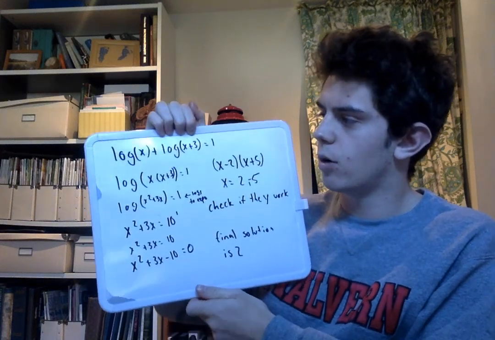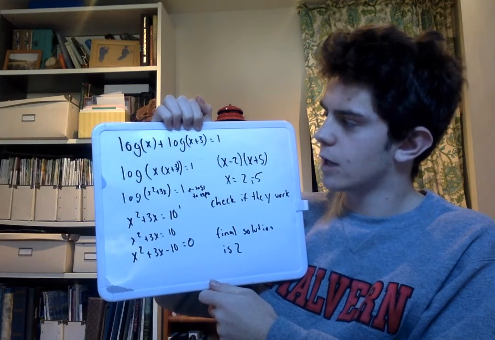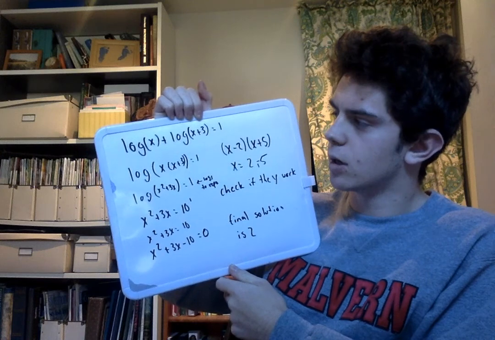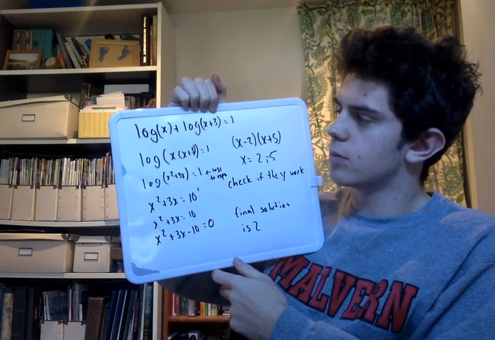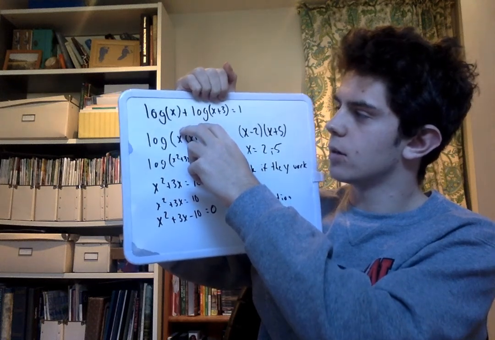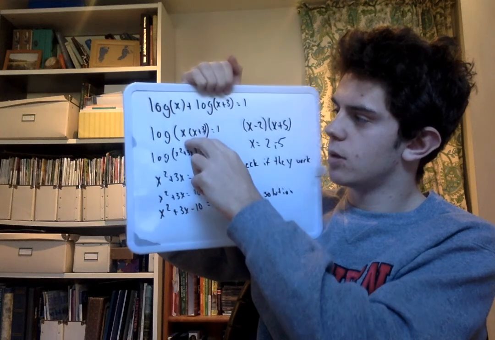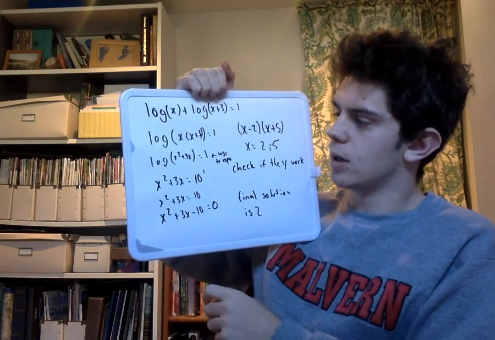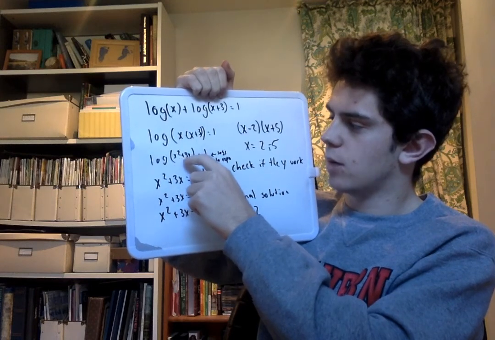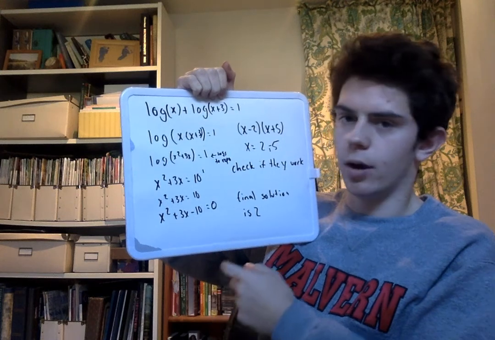Okay, so if we want to solve the equation log of x plus log of x plus 3 is equal to 1, the first step we would do is use one of our logarithm laws when adding. So when we add two logs to make a singular log, we would multiply them. So in this case, the x and the x plus 3, which will then make x squared plus 3x, while keeping the equation still equal to 1.